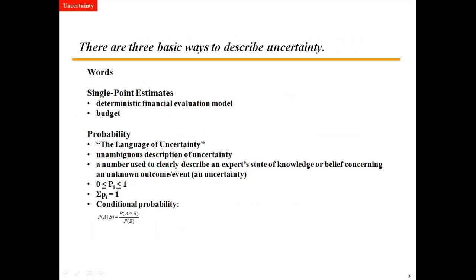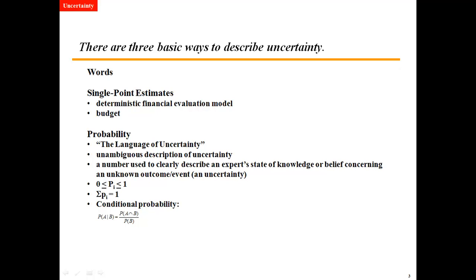There are three basic ways to describe uncertainty. There's words, there's single point estimates, which are deterministic values. Usually you'll see these in budget and financial analyses. And then there's probability. The language of uncertainty is what I see probability. It's the unambiguous way to describe uncertainty.